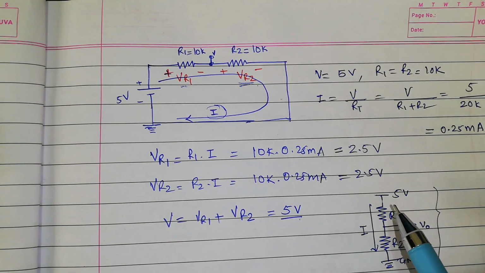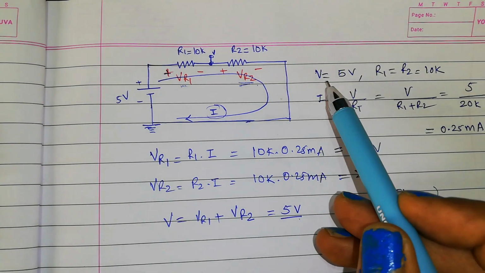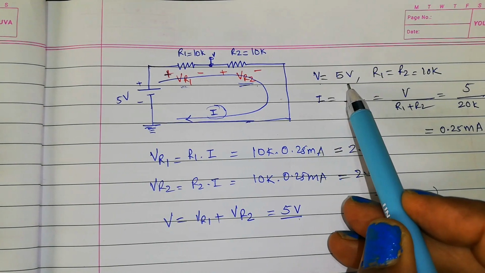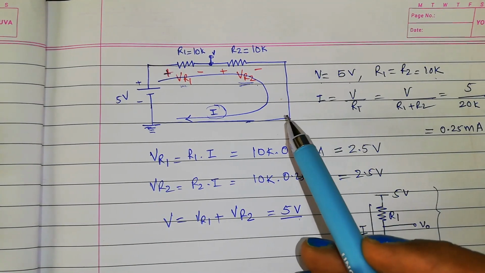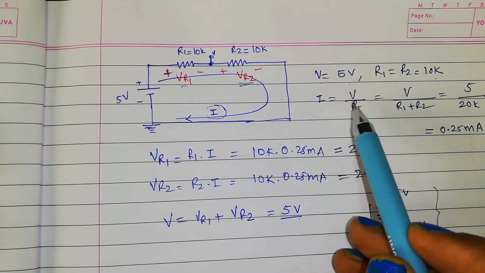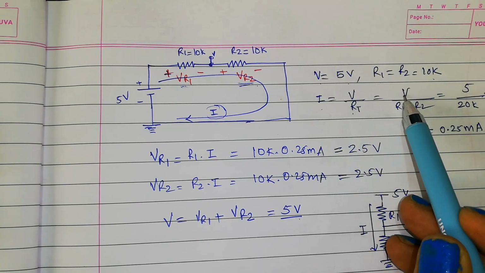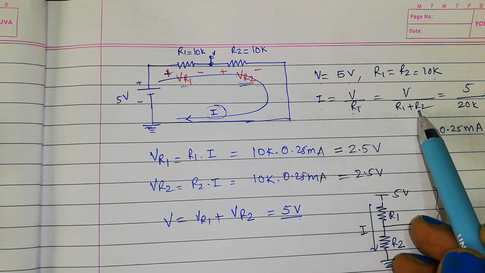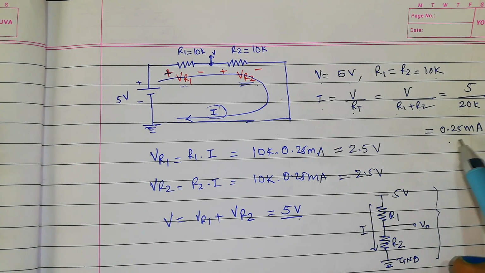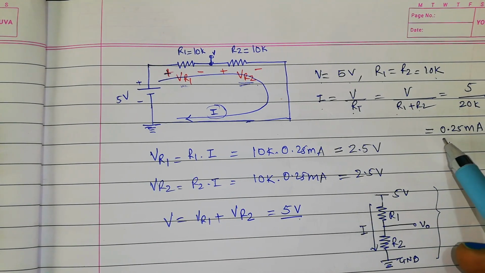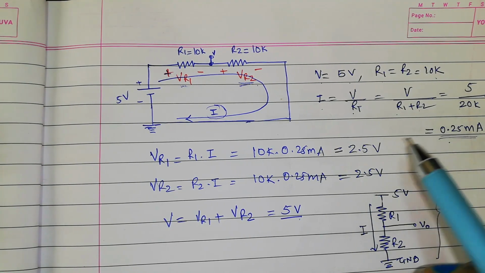So what we understand from here, we are going to create a hardware prototype for this circuit. You see here there is a voltage V equal to 5 volt, R1 equal to R2, both are 10k, and therefore the total current I will be voltage divided by the total resistance, Ohm's law, which is V divided by R1 plus R2, 5 over 20k, that comes out to be 0.25 milliampere. So it is like 250 microampere.